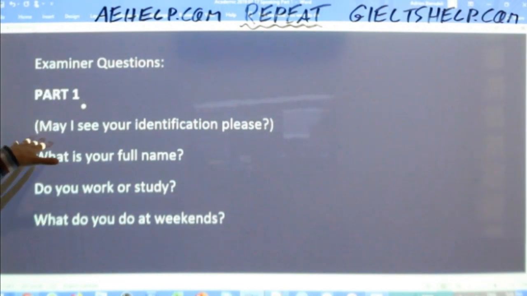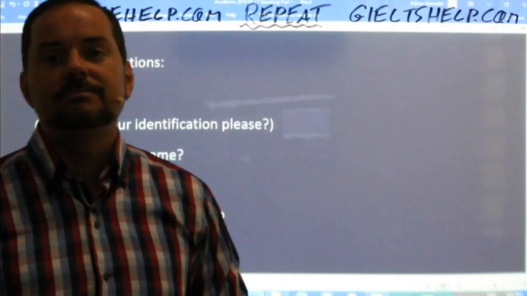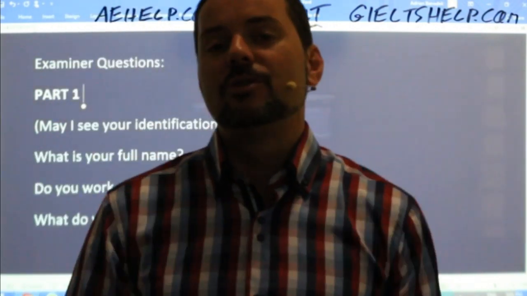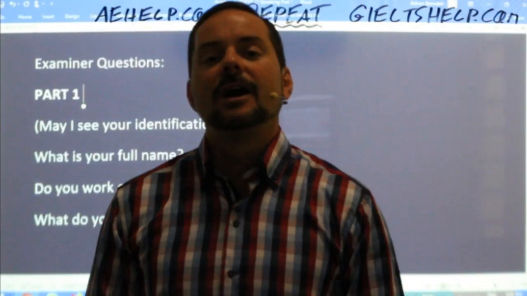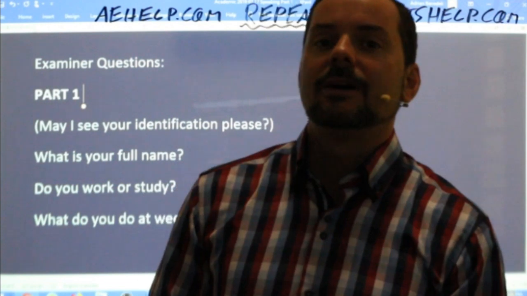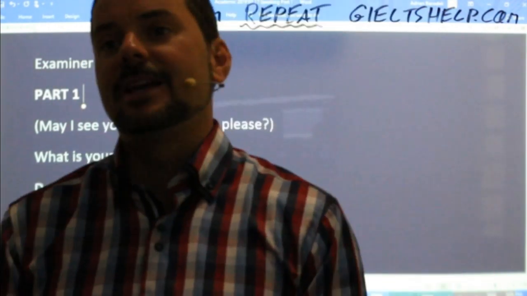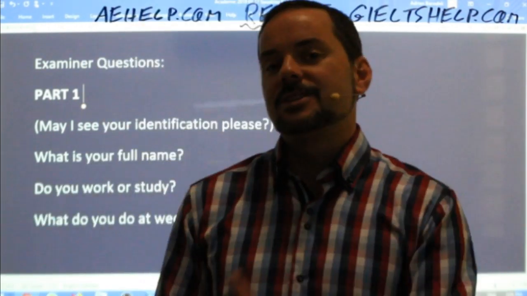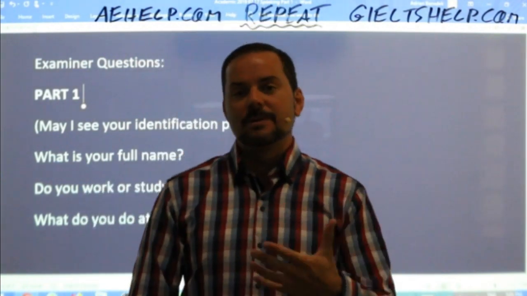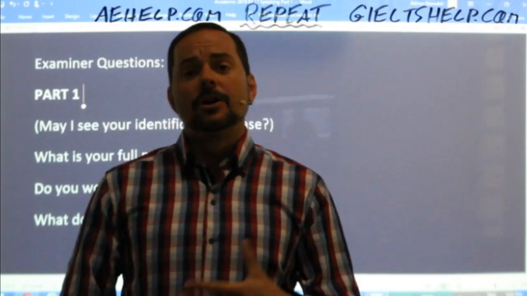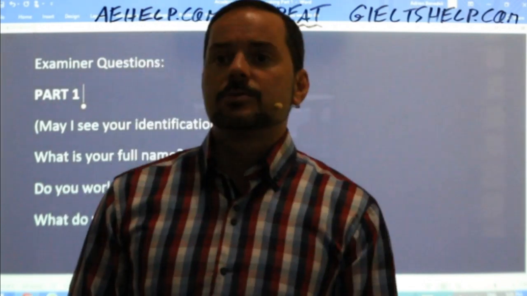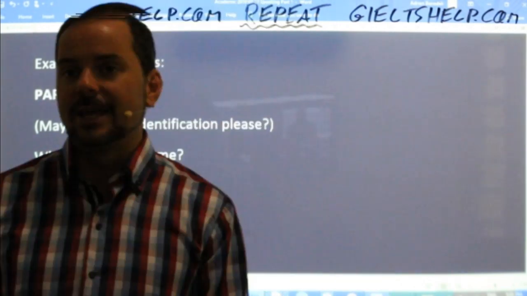Of course, when you walk in, they'll start with, "May I see your identification, please?" So how should you respond? You've just come into my room. I'm your examiner. Thank you for attending the speaking portion of the IELTS exam. May I see your identification, please? They'll ask for your passport or your national ID. You cannot do the test without it, so make sure to remember to bring it.